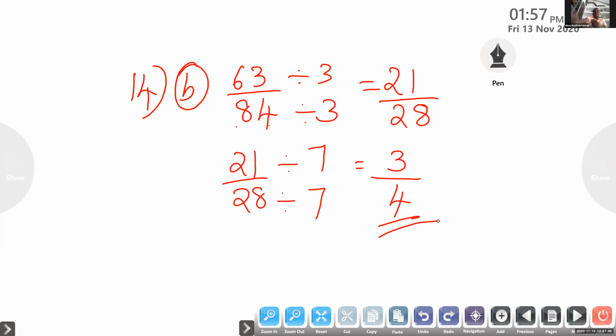So children, question number 15. Alok, can you read question number 15? Can I start doing it? Yes, you can start. Reduce the following fraction.